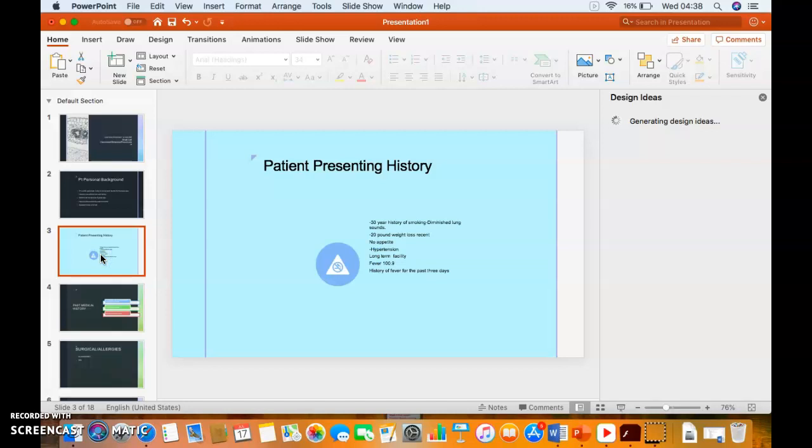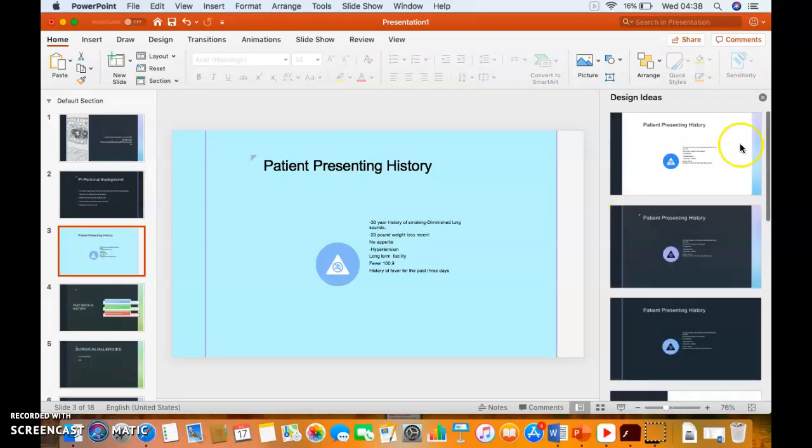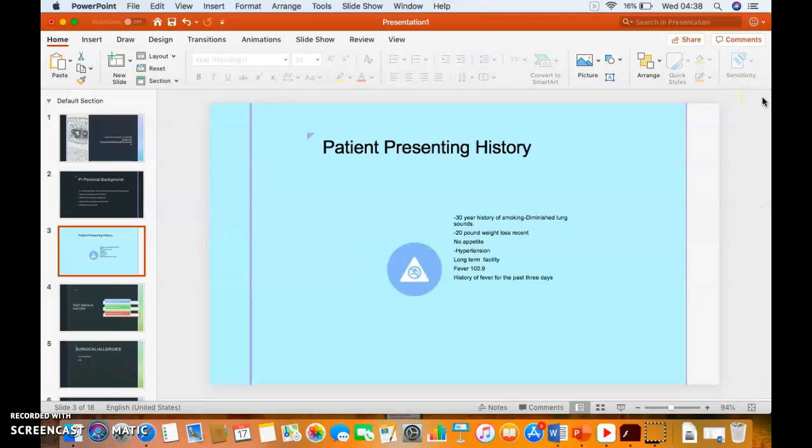His presenting medical history includes a 30-year history of smoking, although he has been trying to stop. He did have diminished lung sounds. As mentioned, the weight loss. He mentions he has had no appetite, has a history of hypertension. He's from a long-term facility, has a fever of 100.9, and a history of fever for the past 3 days.